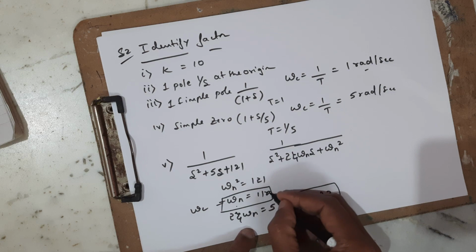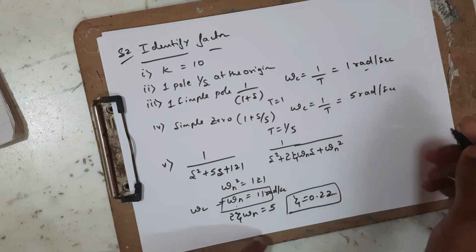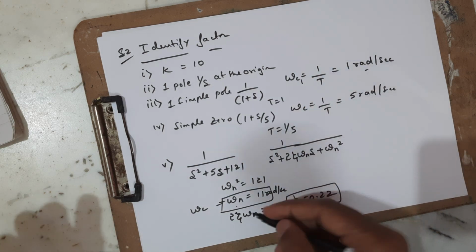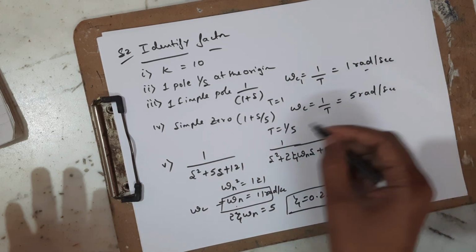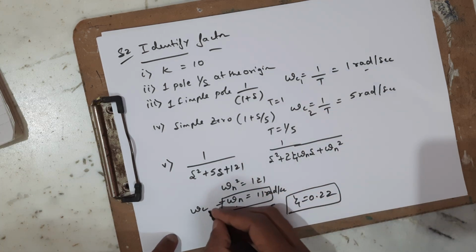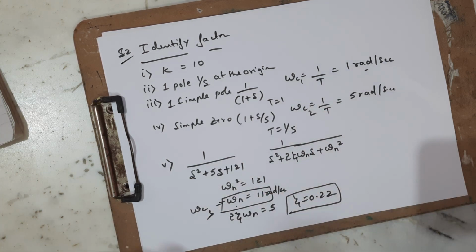Okay, so out of these three, which is the lowest? That's the 1. So this is the corner frequency 1. So the next greater number, that is 5 radians per second, is omega c2. Next, this is omega c3. So these are the corner frequencies.